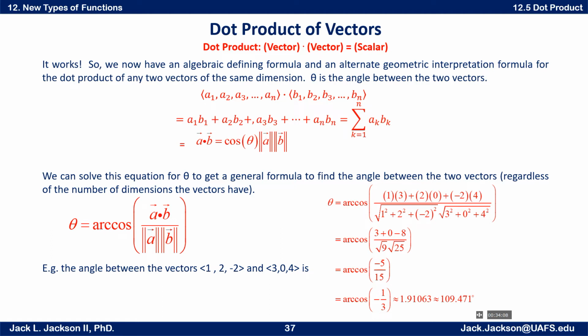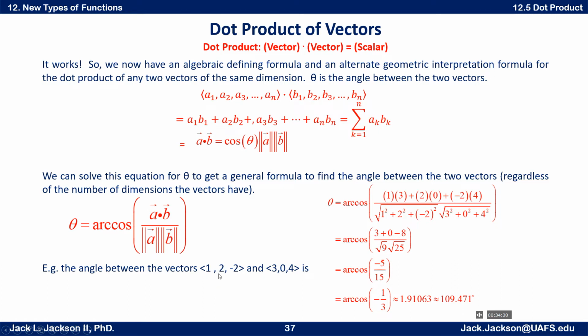Okay, so for example, let's do a 3D version. The angle between vectors 1, 2, -2, and 3, 0, 4. So we do the dot product. 1 times 3 is 3. 2 times 0 is 0. -2 times 4 is -8. Add those up to get -5 for the dot product.